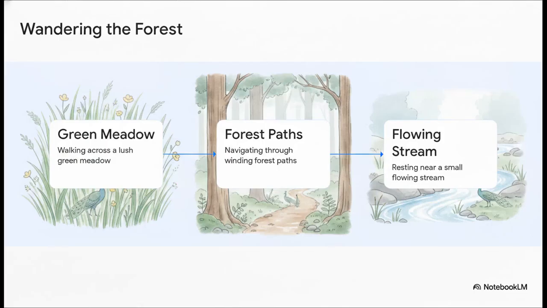After walking proudly through that heavy rain, the peacock and peahen begin to wander together. First, they make their way across a lush green meadow. Second, they navigate through these winding forest paths. And third, they finally rest near a small, flowing stream.